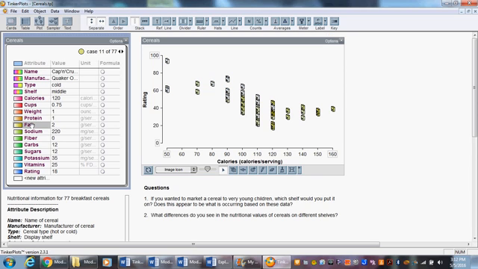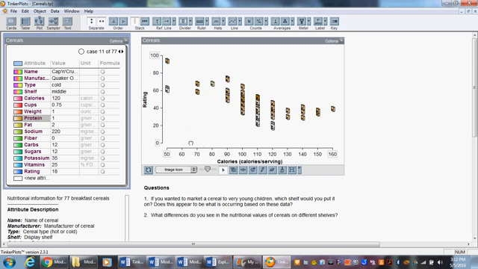So I wonder why that is. Maybe they have a lot more fat. Yep, looks like these are colored kind of dark. Maybe they have a lot more sodium. Maybe, maybe not. They don't have much protein, these that are down here with low ratings. So maybe there's really a relationship between protein and rating.